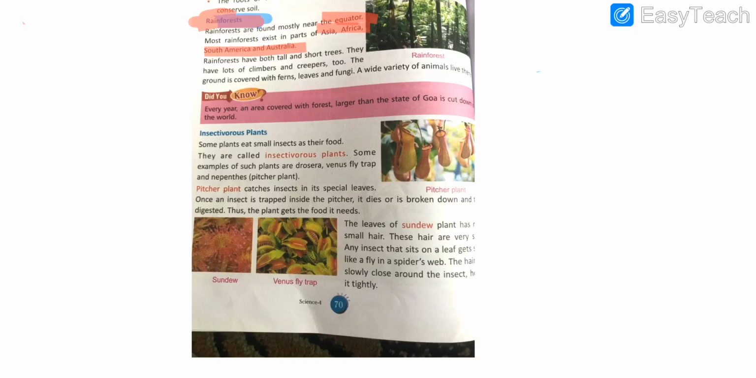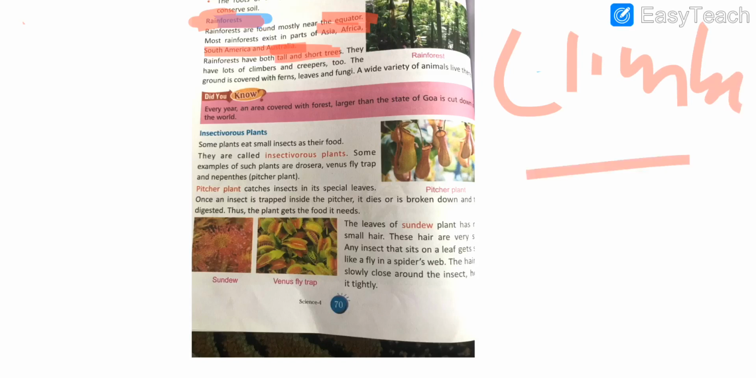Now we have to see what kind of plants are present in a rainforest. Students, rainforests contain both tall and short trees. The plants like climbers and creepers are also present in the rainforests. The ground of a rainforest is covered with ferns, leaves, and fungi.